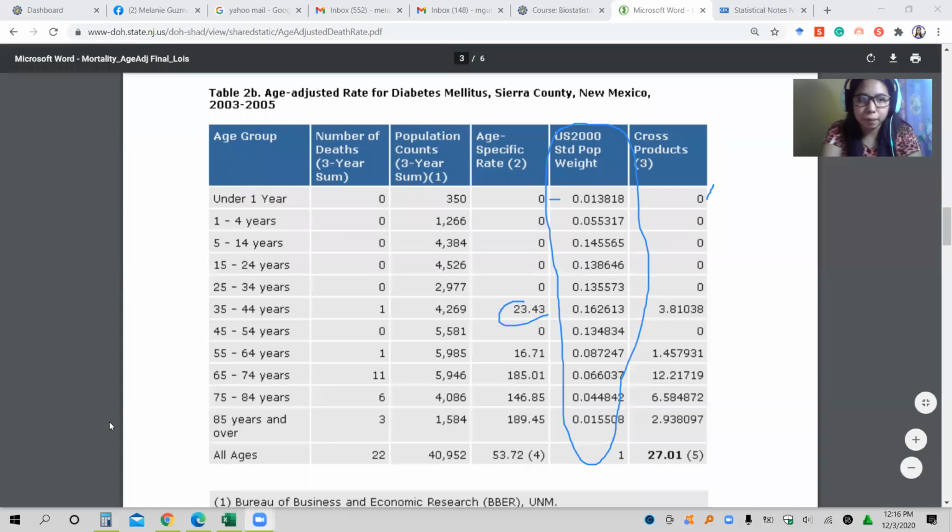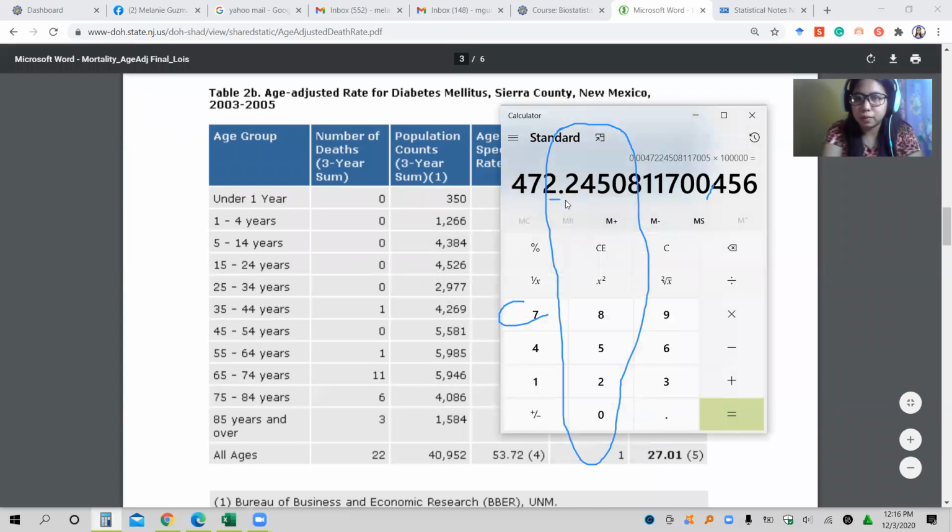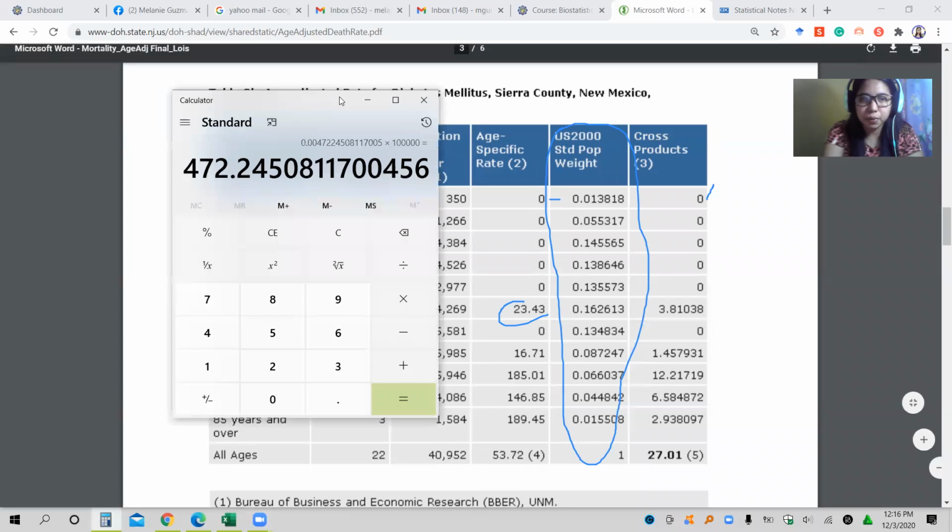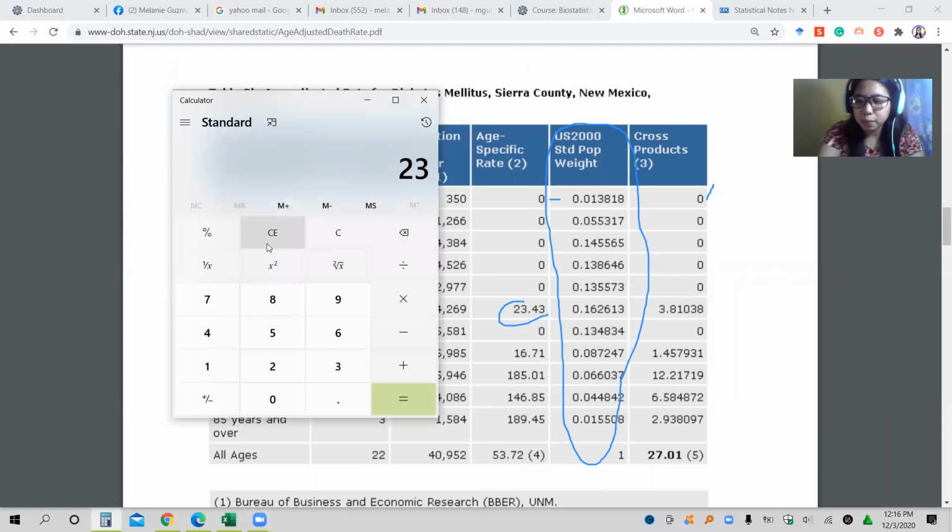So let us compute 23.43, rather multiplication. So this is multiplication, 23.43 multiplied by 0.162613, and you will get 3.81038. So this value here. So you just need to multiply, and then after that, add the result here.